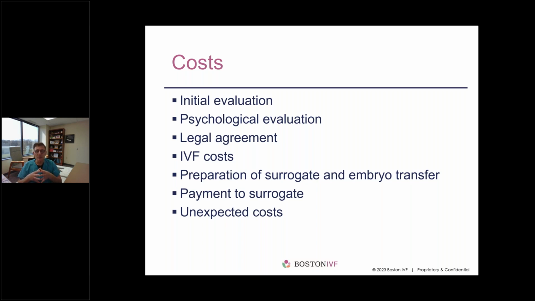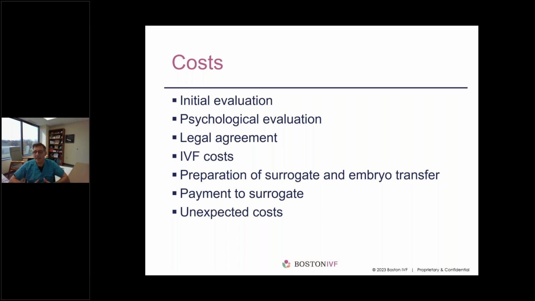The legal agreement, most lawyers who deal with that have a standard legal agreement, so that by itself should not be that costly. The IVF cost, the intended parents have to go through IVF, create an embryo that will be transferred into a surrogate, preparation of the surrogate for the embryo transfer, the payment to the surrogate, and then the unexpected cost. What if it's a miscarriage? The surrogate has to undergo a D&C. This is still a payment due by the intended parents, even though they did not get the baby that they wanted, but it's their responsibility too.